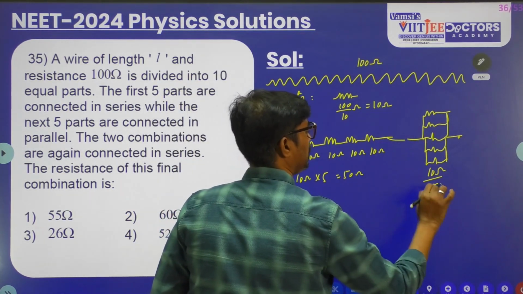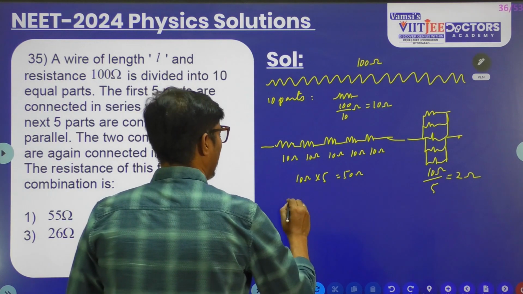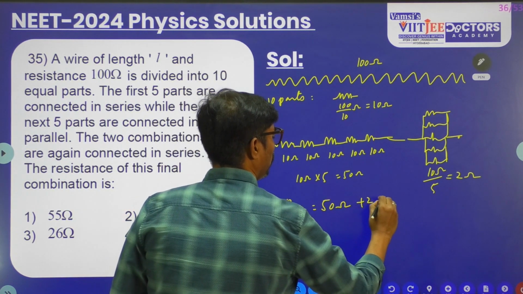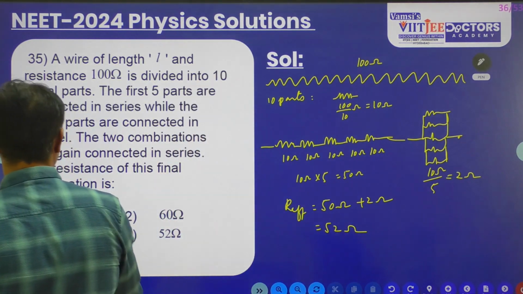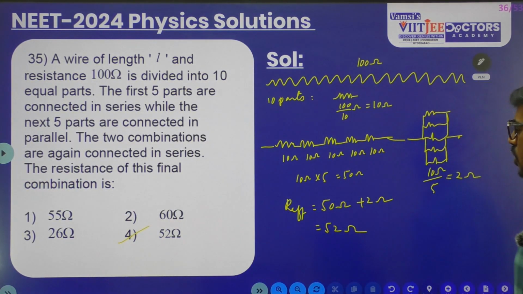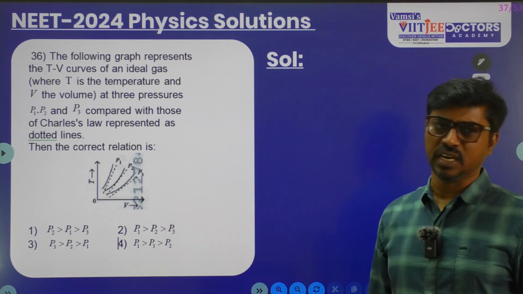Now they are connected together. 10 ohm by 5 is 2 ohms, right? When they are connected together, R effective is going to be equal to this 50 ohms plus 2 ohms. That is going to be 52 ohms. So if you understand what they are talking about, it's simple only. A little bit of reading comprehension, otherwise it's straightforward. This is from the NCERT textbook directly.